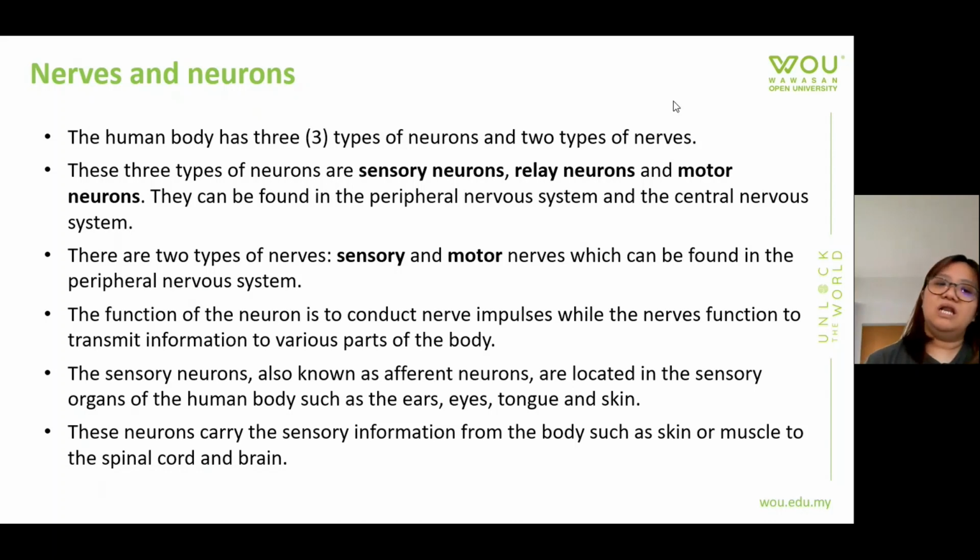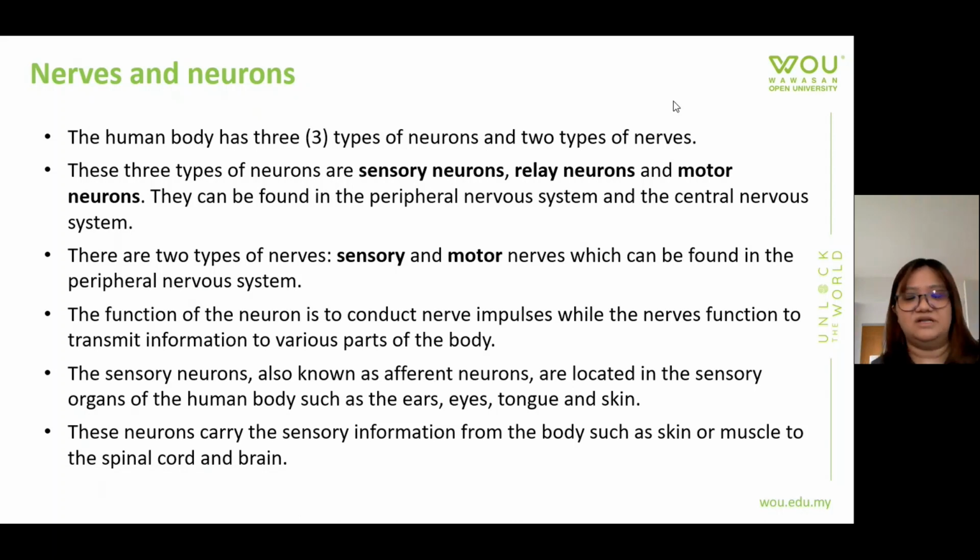Overall, all these neurons function to conduct nerve impulses, while the nerves are used to transmit the information to various parts of our body. Okay, so now we first go to the sensory neuron.